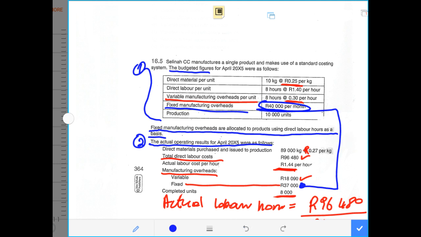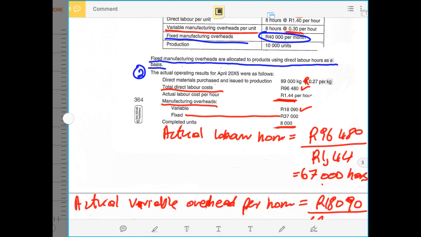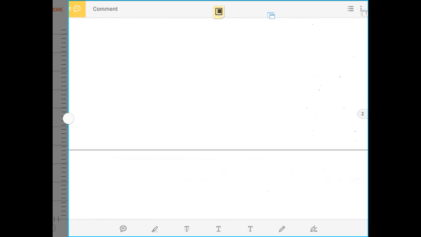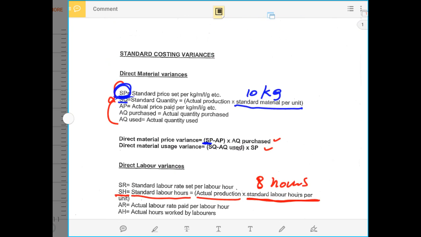But I just want to make sure that I do the comparison so that you get to see the picture of this whole scenario of the topic called standard costing. Then we are told that completed units is 8,000. This is actual production in other terms. So whenever we do variances like standard labor hours and the standard quantity, remember we need the actual production.